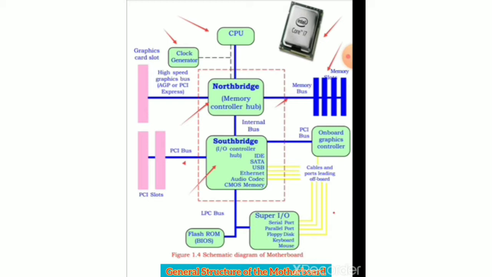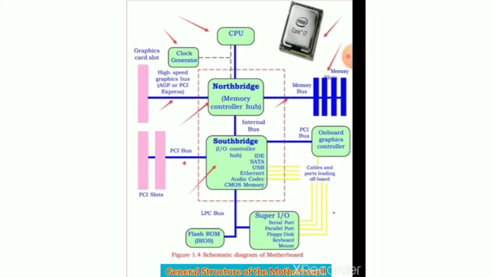And the high speed graphics card, as you can see here. The graphics card has to work at high speed, isn't it? It needs the communication to happen at a faster rate. So the graphics card slot is always connected to the north bridge. Also please remember that the north bridge is also called the host bridge.